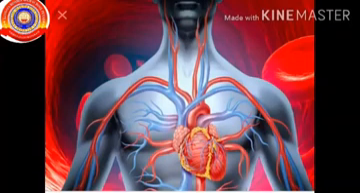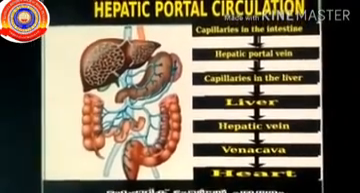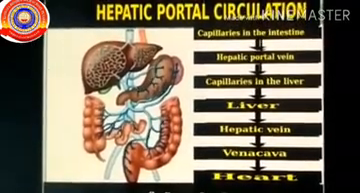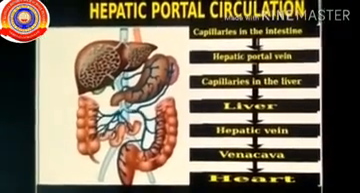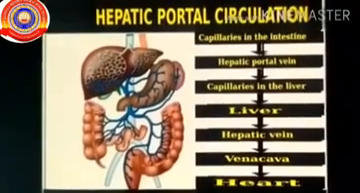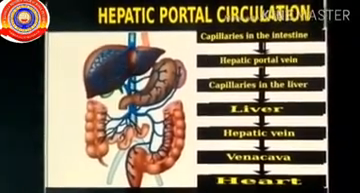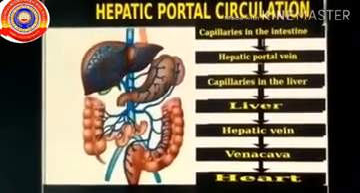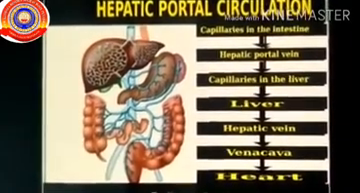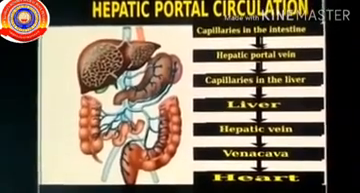Example, hepatic portal system. Let's have a look at this flow chart, which is very important. The capillaries in the intestine, through the hepatic portal vein, reach the capillaries in the liver. From there, it reaches the liver, and through the hepatic vein, it reaches the vena cava, and from the vena cava, it reaches the heart.